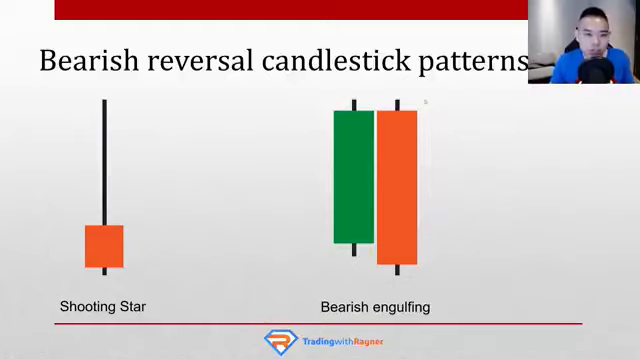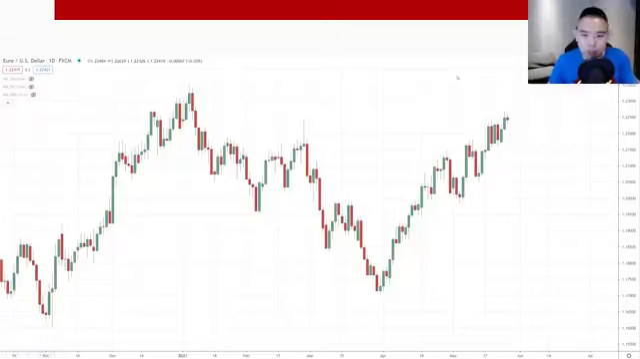So again, looking at the charts, just to familiarize with it, let's have a look at a few bearish engulfing patterns and shooting stars. So this over here is a bearish engulfing pattern. Notice how the red candle has engulfed or covered the body of the previous day's candle. This is another bearish engulfing pattern. And this is another bearish engulfing pattern. I would say this is a shooting star.